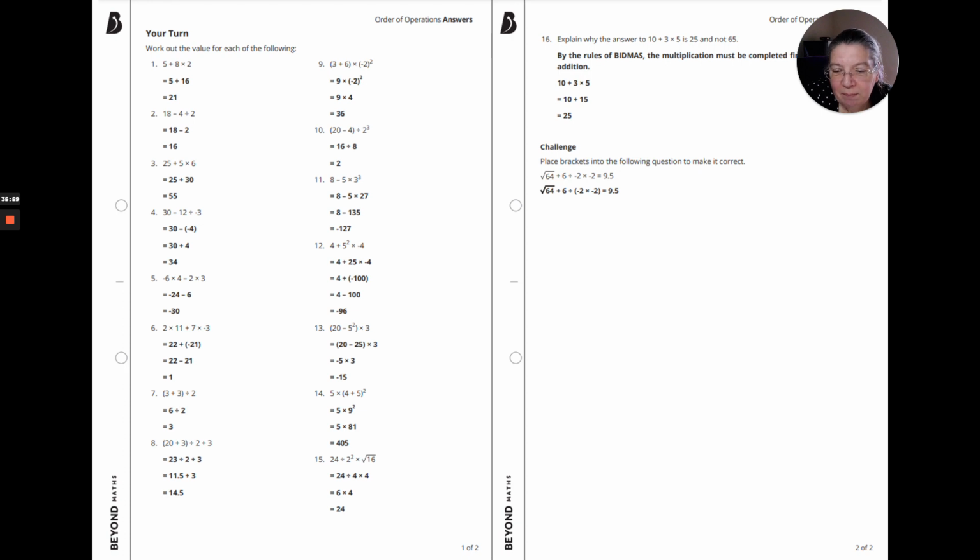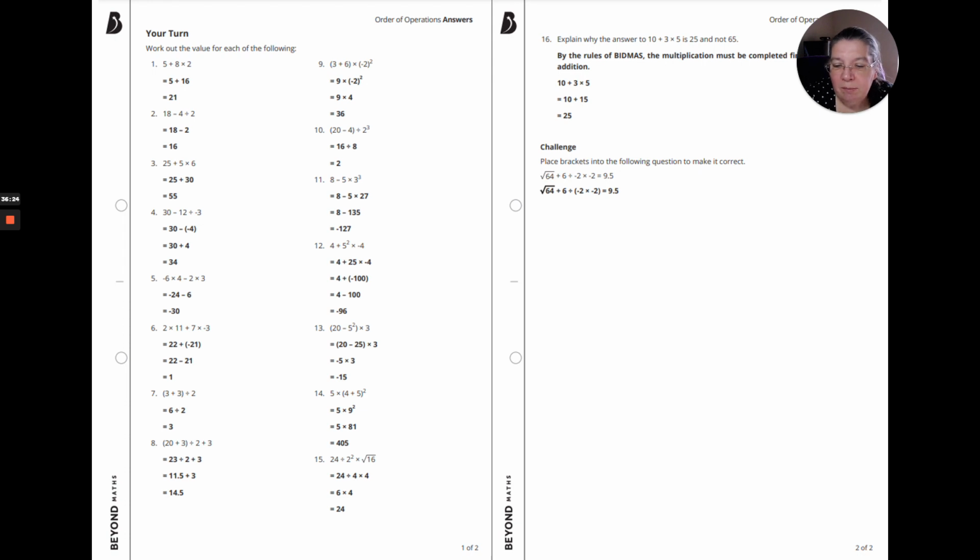Question 13. We've got brackets, and within those brackets we've got an indices. So we must do the indices first. 5 squared is 25. Then we can do what's inside the brackets. 20 minus 25, which is minus 5. And then multiply by 3, which gives us minus 15.